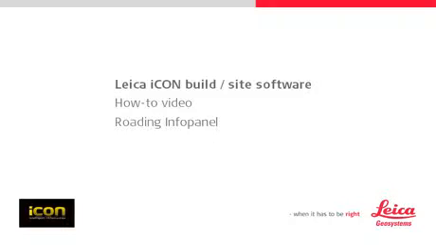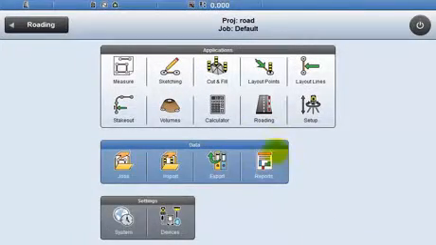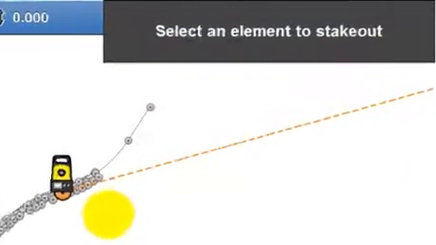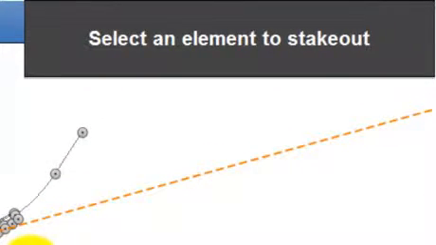This video explains in detail the different values displayed in the info panel while staking out a road model. So upon entering the roading application, the info panel displays guidance telling me to select an element.